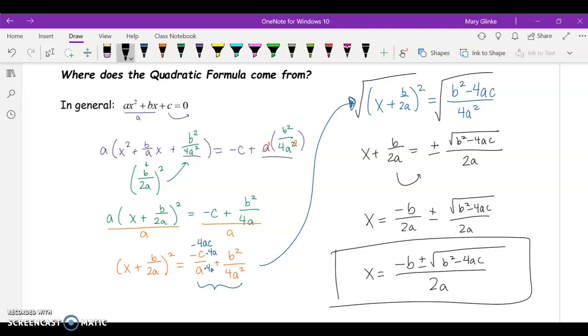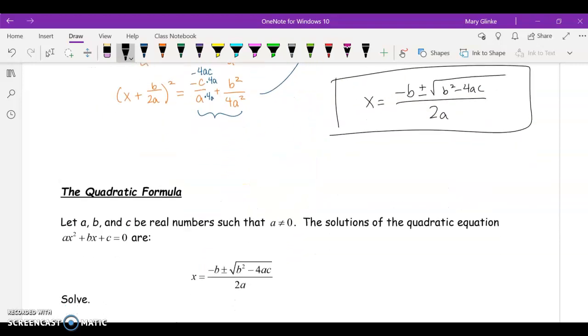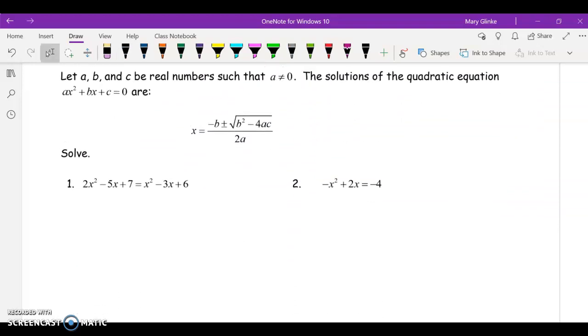So it allows us to solve any quadratic in standard form without having to go through this process of completing the square. And it's actually derived from the completing the square. So kind of neat. So let's go ahead now and use our quadratic formula. So the first thing we need to know is that it has to be in standard form, and so therefore it has to be equal to 0.